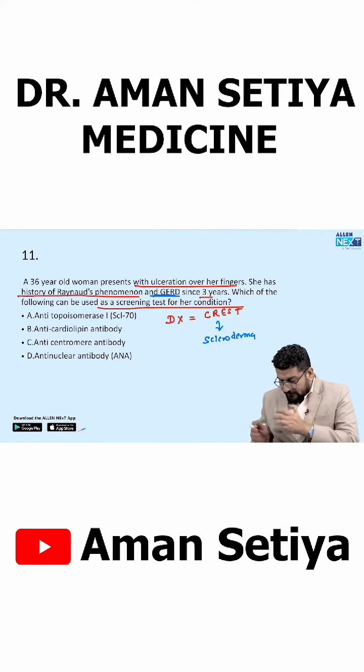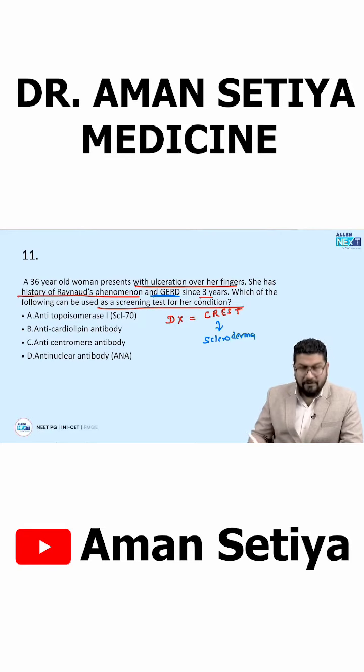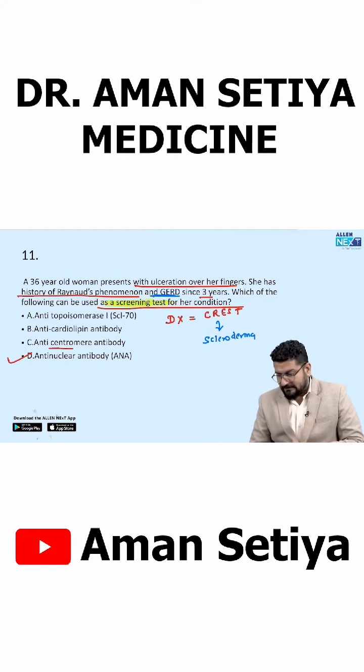Even though you know the question and you know the diagnosis, still many of you are thinking of marking the antibody which is specific for CREST syndrome, anti-centromere. But they're not asking for the specific antibody, they're asking for the antibody for screening. So mark my word, for screening, what antibody do we have? We have ANA. I know, here you made a mistake, but this mistake should not be repeated in the exam.